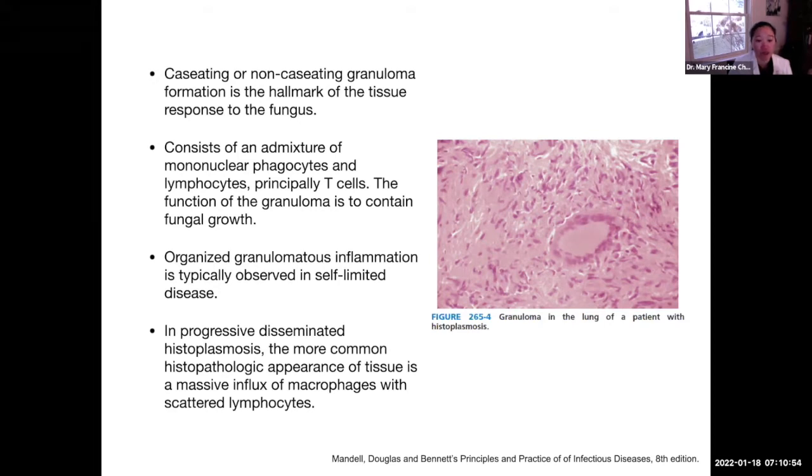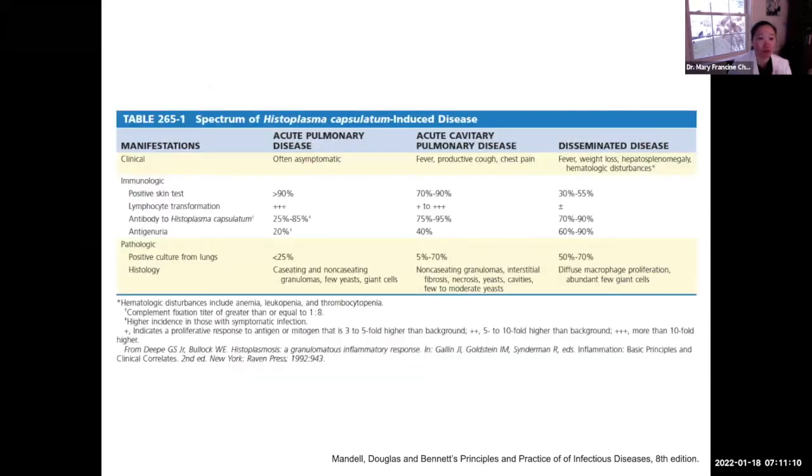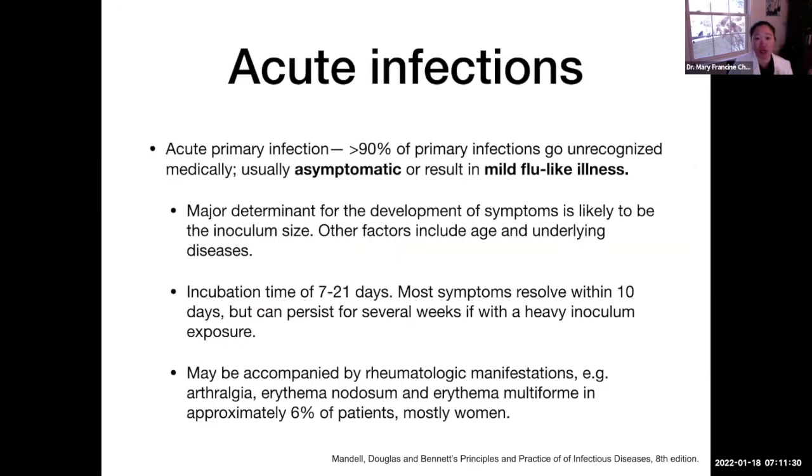However, in progressive disseminated histoplasmosis, you have the reverse of that. So the more common histopathologic appearance of tissue is with a massive influx of macrophages with scattered lymphocytes, so you don't see granulomas very well. So this is just something to show us that really histoplasmosis is a spectrum of disease. And we'll talk about that a little bit more, but it can range from asymptomatic to acute, chronic, and then disseminated disease. So let's start with acute infection.